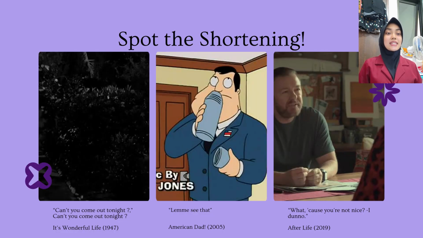Okay, so the dialogue is "Can you come out tonight?" I want to repeat once more: "Can you come out tonight?" The analysis is "can't" is a shortened form of "cannot", showing consonant shortening. "Cannot you come out tonight?" So, we can use "can't you come out tonight?"